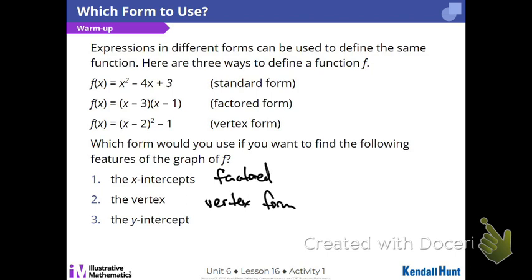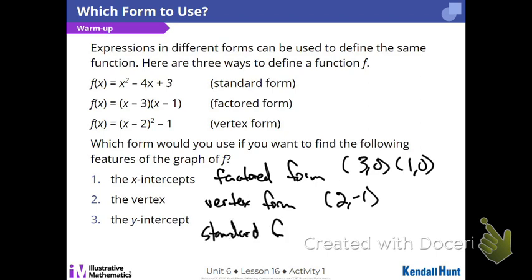Factored form, okay? So just for fun, this one, the vertex is easy to find from vertex form. It's 2, -1, right? Everybody good with that? Yeah. Let's get these x-intercepts from factored form then. What are they? 3 and 1, okay? And the y-intercept's easiest from standard form. What is it? Yeah, 0, 3. Let's go.